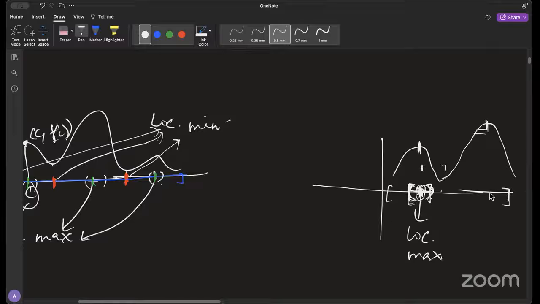Like in the right hand side, the highest curve where the graph is attaining the highest value, won't it be a global maxima rather than calling it the local maxima? That's also a local maxima and it's also a global maxima. This is both.